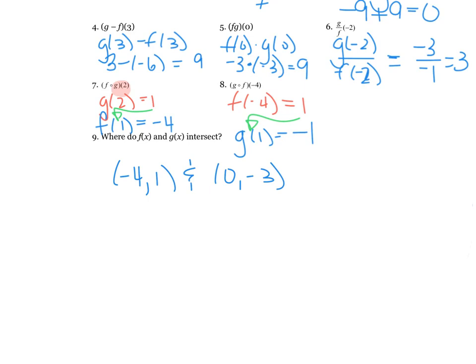Okay, here's what you should have gotten for both of your answers. So for 8, the answer would have been -1. And then for the last one, notice that there's 2 points of intersection, so make sure that you guys list them both and make sure you list them as ordered pairs.